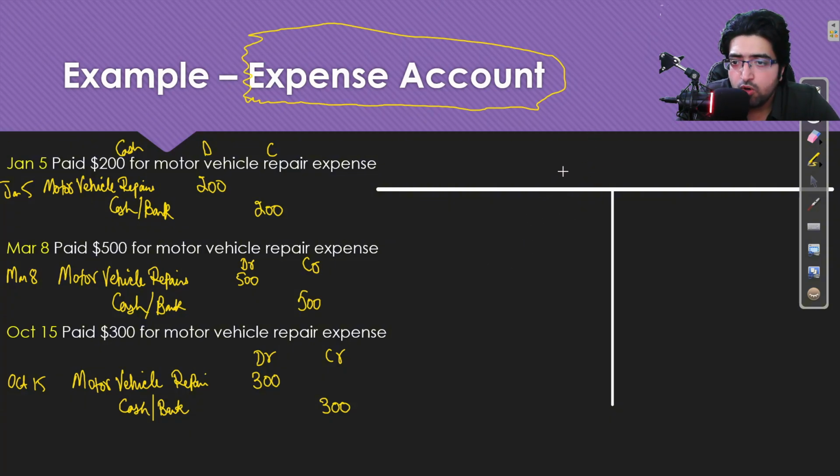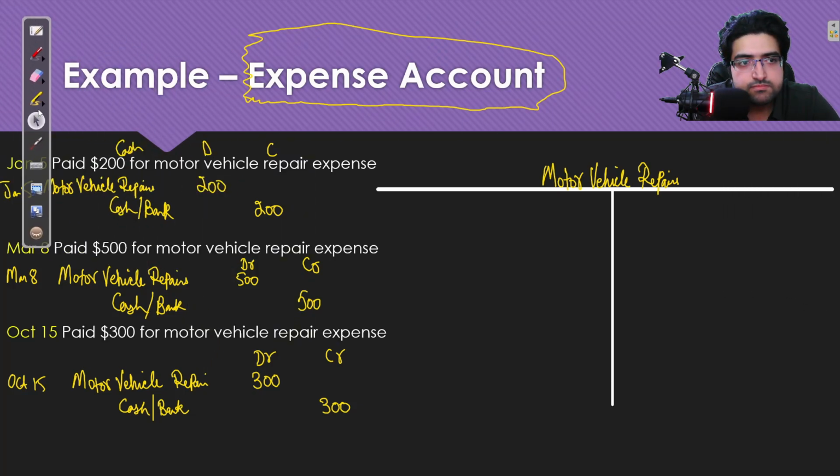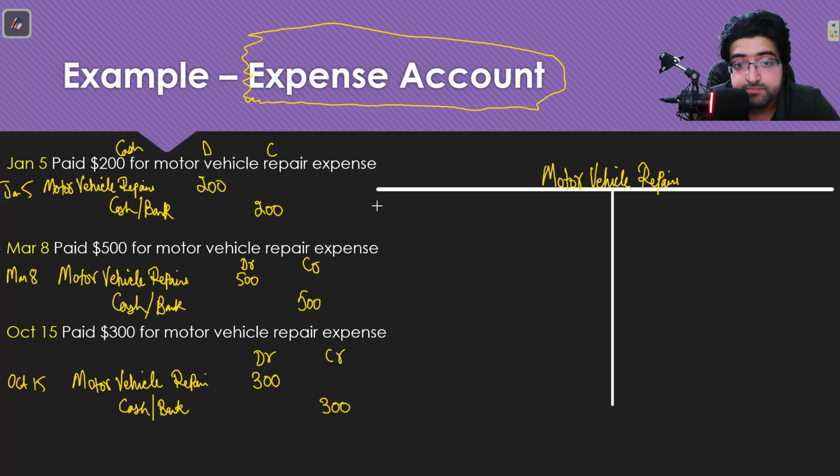So let me write the name of the expense. This account is for motor vehicle repairs. Let me move this to the other side so that I can work on the T account. In the first transaction, the motor vehicle repairs account was debited, so I will also record this transaction on the debit side. The amount will come in the third column, which is 200, and the account opposite, which is cash/bank, I will just write cash.